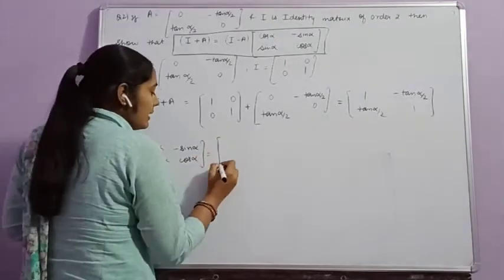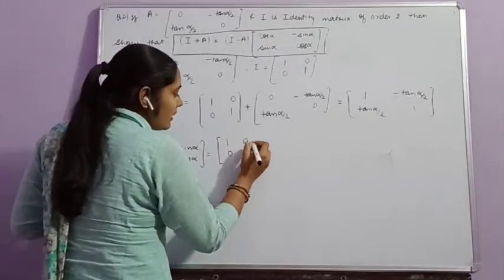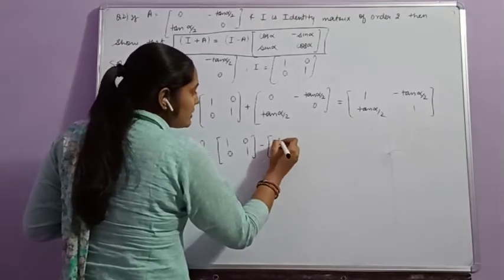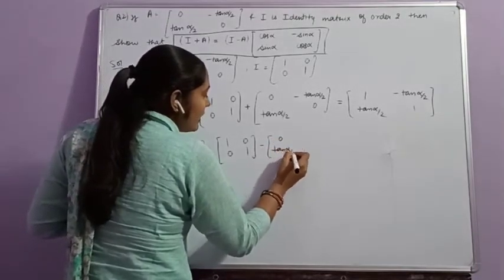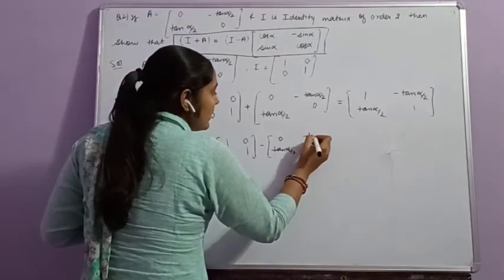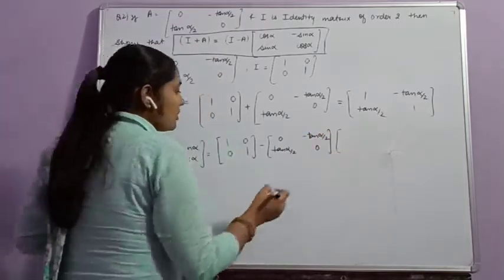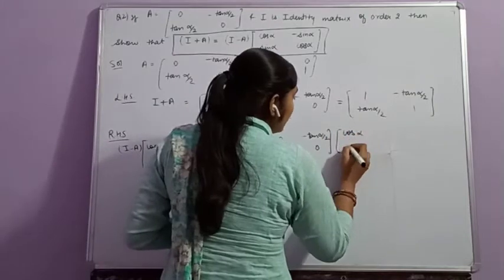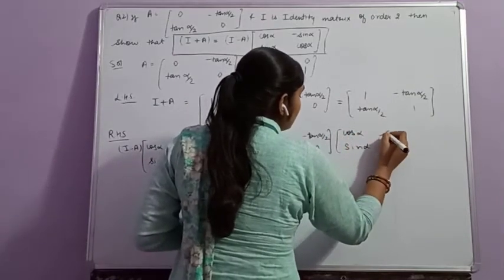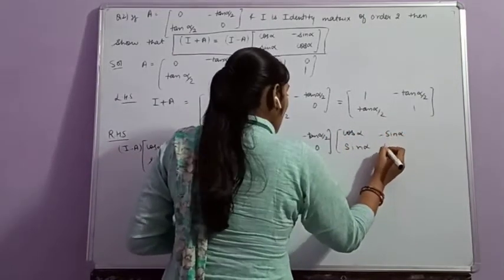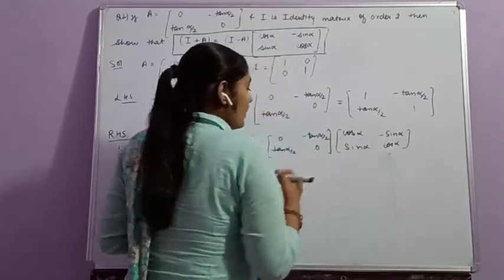I minus A: I is [[1, 0], [0, 1]], minus A, which is [[0, tangent alpha by 2], [minus tangent alpha by 2, 0]], multiplied with the matrix [[cos alpha, sin alpha], [minus sin alpha, cos alpha]]. Clear?